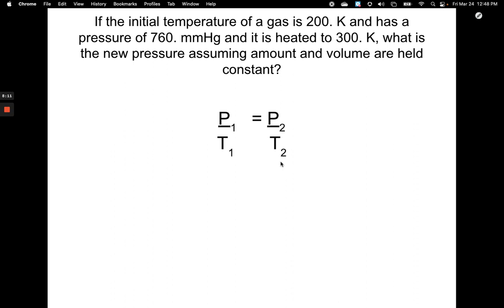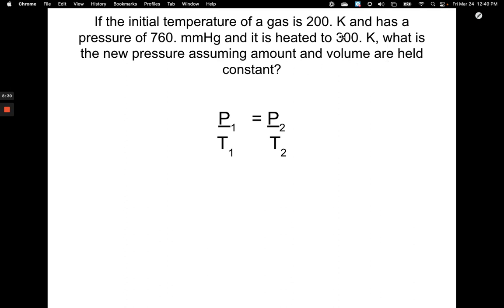So here is our problem. The initial temperature of a gas is 200 Kelvin, and we're going to assume 3 significant figures here, and has a pressure of 760 millimeters of mercury, again, assuming 3 significant figures, and it's heated to 300 Kelvin. What will the new pressure be, assuming amount and volume are held constant?